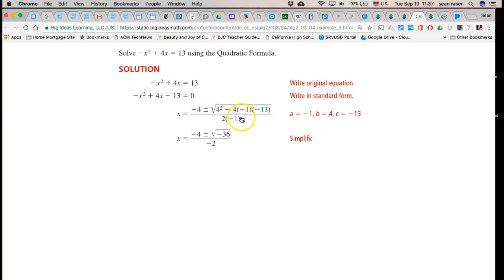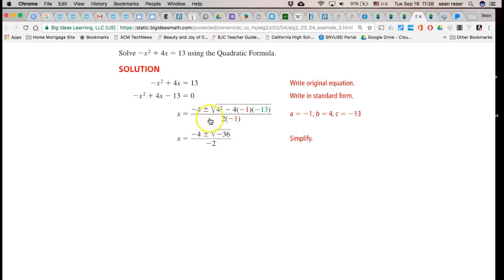So first thing you want to simplify is under your radical. So 4 squared is 16, and we have 4 times negative 1 times negative 13. So we get 4 times 13, which is 52. So we get 16 minus 52, which is going to give us negative 36. Okay, so we've got a negative under our radical. Again, that's completely fine. It means we're going to have imaginary answers.